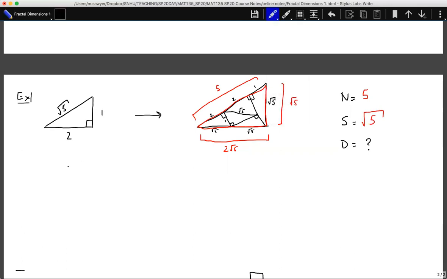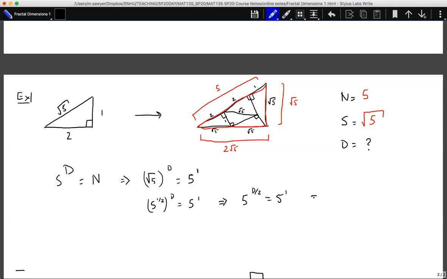So to find our dimension, let's look at the formula S equals D to the N. So we know our scale factor is square root 5, and we know our dimension is D, and our N is 5. I'm going to just put a little 1 power there. Square root 5 we can rewrite as 5 to the 1/2 power, to the D, equals 5 to the 1. Using exponent rules, we can write this as 5 to the D over 2 equals 5 to the 1.